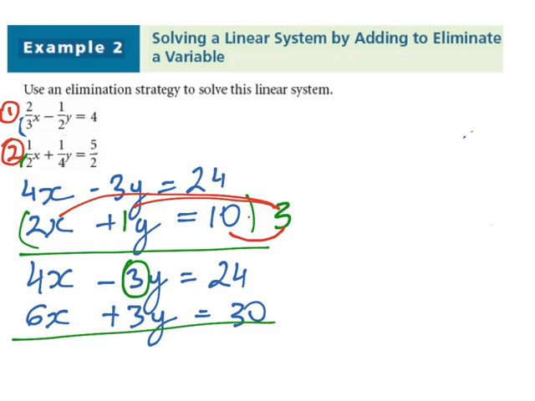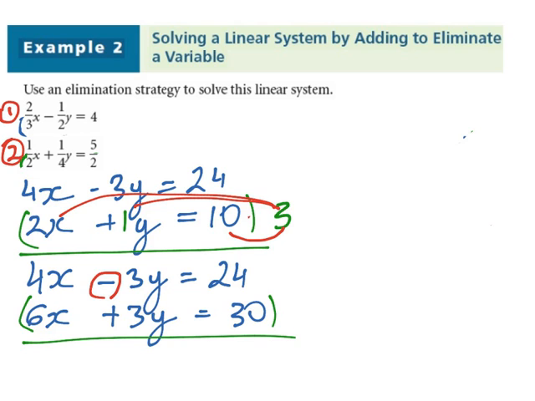Now you have to decide whether you're going to add the equations together or subtract them. Since the signs of the variables that we're going to be eliminating are different, we are simply going to be adding. Why? Because negative 3 plus positive 3 is 0, and y will be eliminated. So we're going to add.